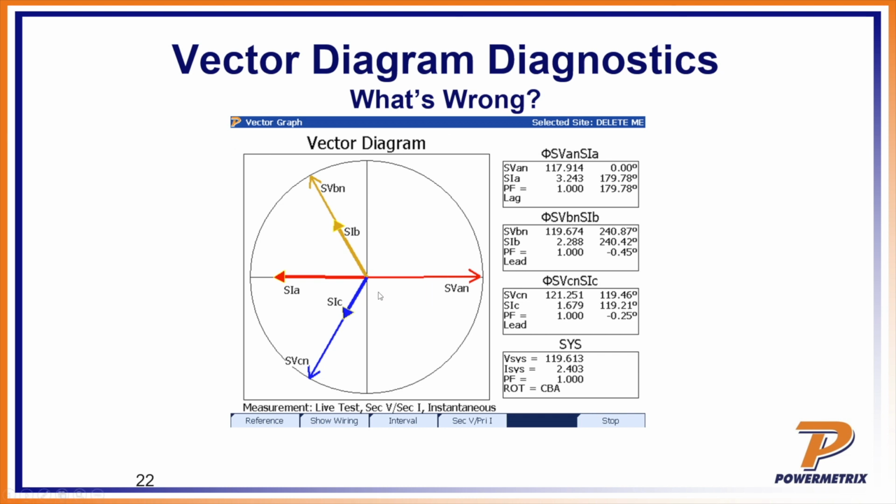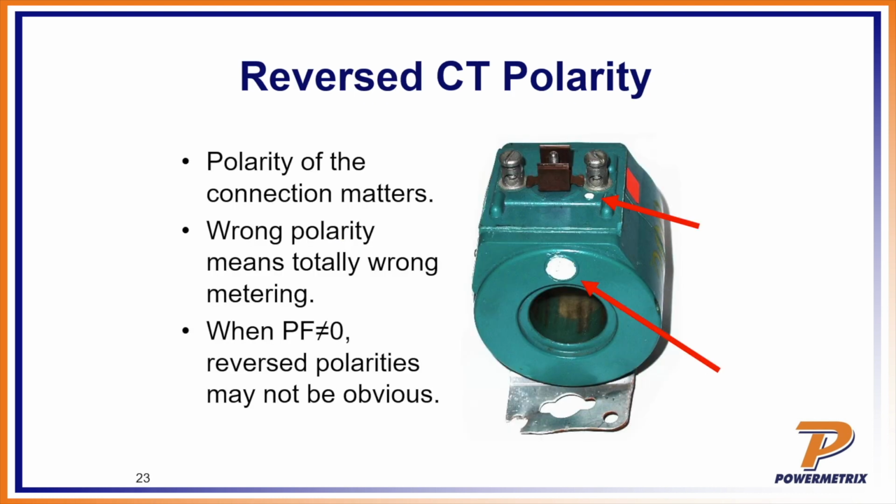But the bigger thing is look at this phase relationship between voltage A and current A. They're opposite of each other. Well, what could this mean? It would mean that phase A CT is reversed. Maybe the CT was installed backwards, or maybe the wire is driving in the wrong direction. Maybe it's wired backwards. So polarity is a big deal. The polarity of the connection matters. The wrong polarity means a totally wrong metering.